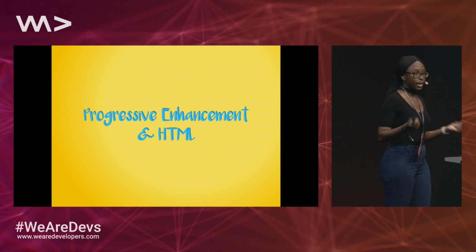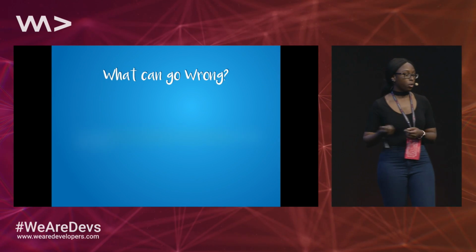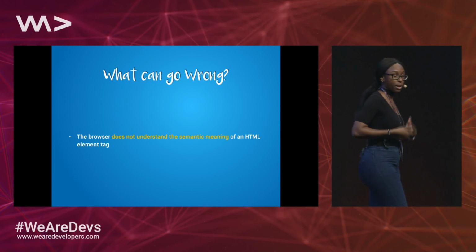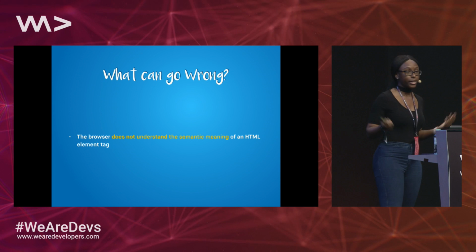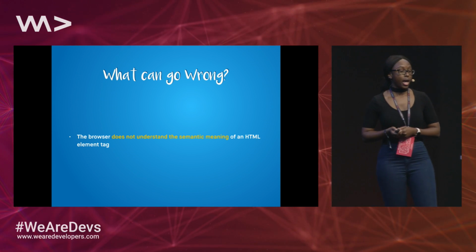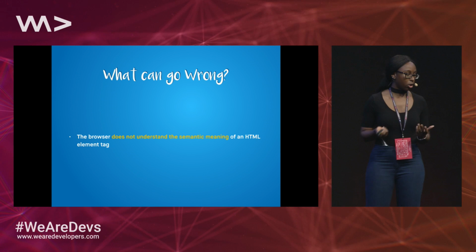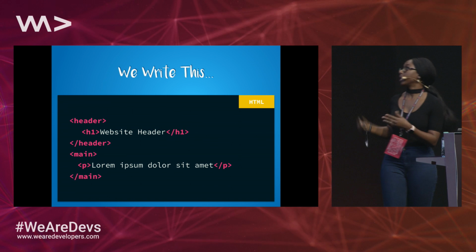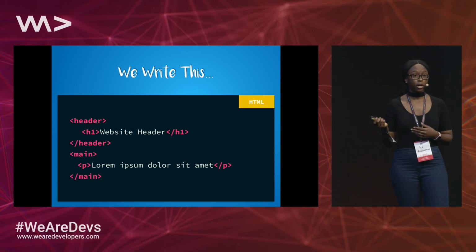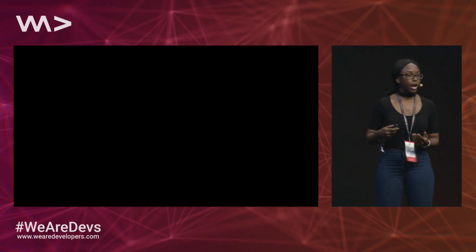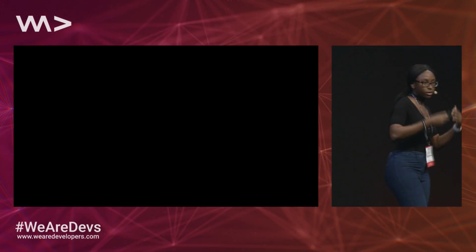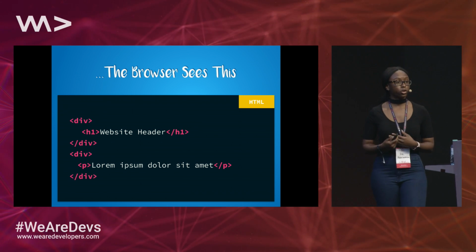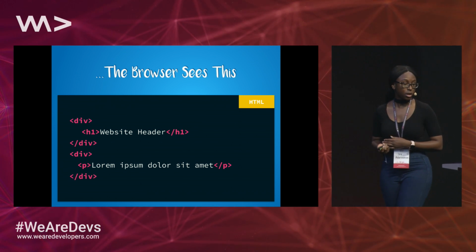So progressive enhancement and HTML. Again, what can go wrong? With HTML, it's a bit different, but basically what can go wrong is maybe you want to use one of the new HTML5 fancy new elements, and the browser just doesn't understand the semantic meaning of it. So for example, we want to define that that's a header, and this is the main part of our content. So we use the header and main elements. But because the browser is old, it just doesn't understand the semantic meaning you're trying to convey by using those elements.